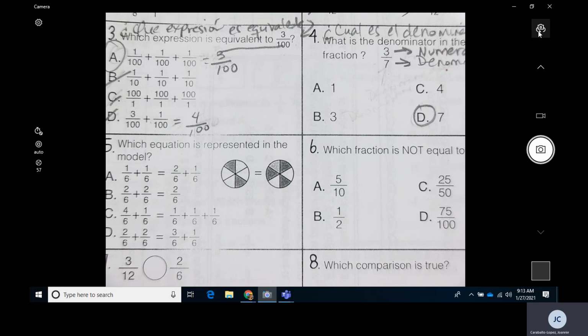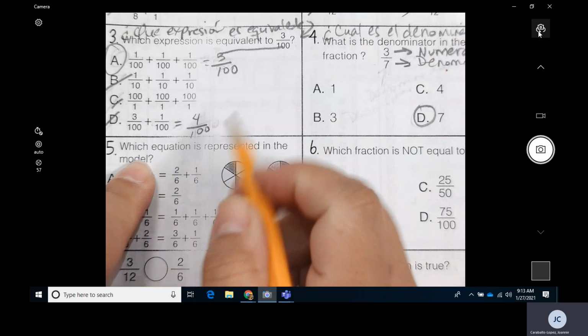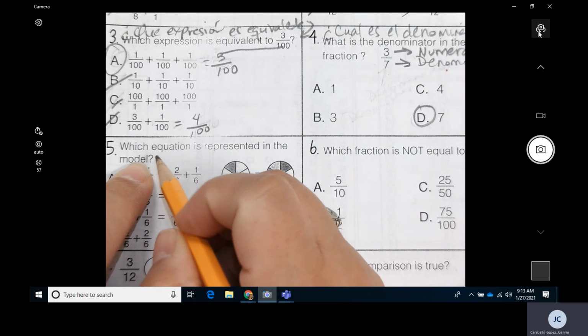So, who's done? Okay, let's make it easier. Who is not done? Raise your hand if you're not done with it. So, while I translate this, just choose your answer. Go. Okay? So, el 5 dice, which equation is represented in the model? How do I translate that to Spanish?